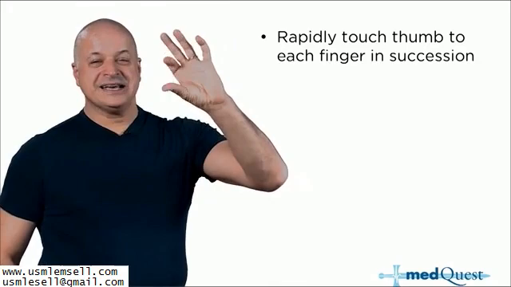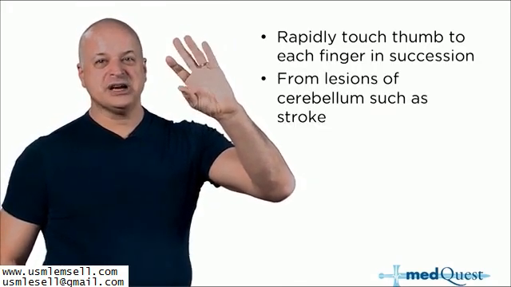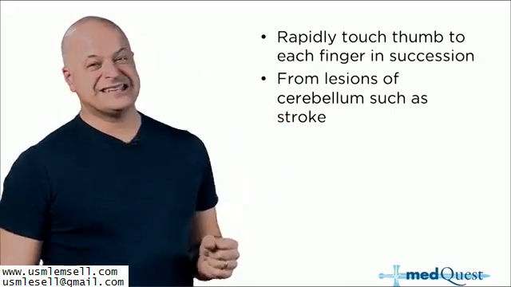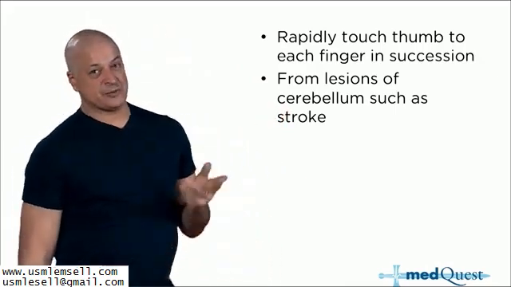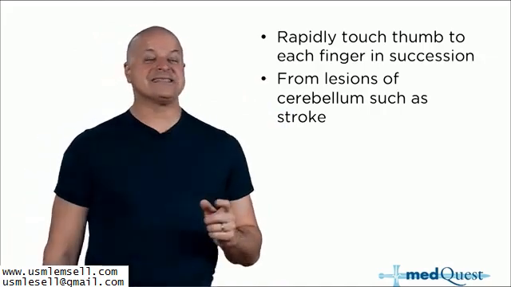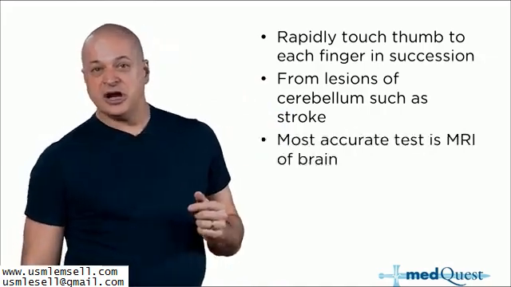When you rapidly touch the thumb and the fingers in succession, that is much more complicated than you think, because when it's damaged, you can have it from a cerebellar stroke. It's from lesions of the cerebellum, things that decrease the stimulation of the cerebellum.